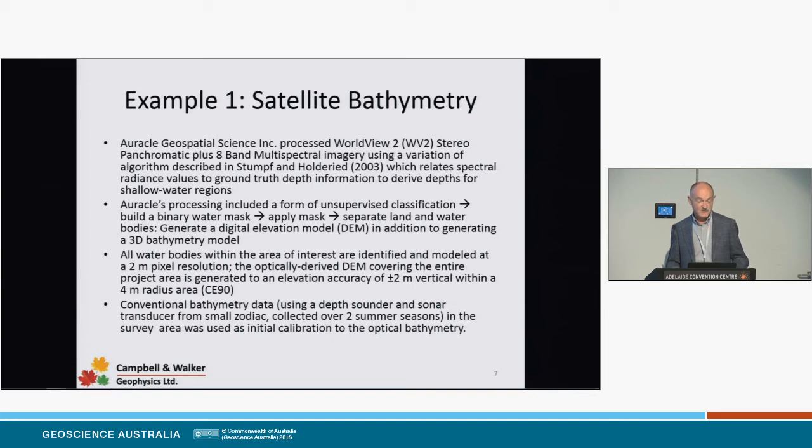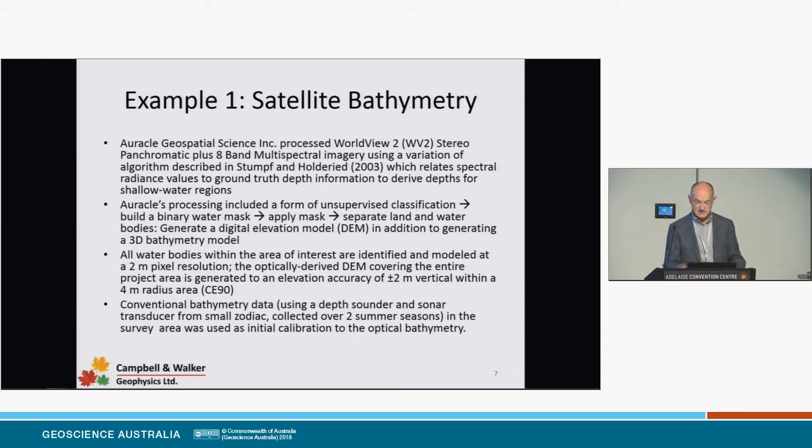Now, as I said, conventional bathymetry, we had access to very limited bathymetry that had been earlier collected by a good contractor, Aurora Geoscience out of Yellowknife. Not on our behalf. They collected bathymetry on some lakes on property they didn't own. But anyways, they collected and we had that data. Using depth sounder and Zodiac inflatables, they acquired that over 2 summer seasons. And we used that as the initial calibration for the optical bathymetry.